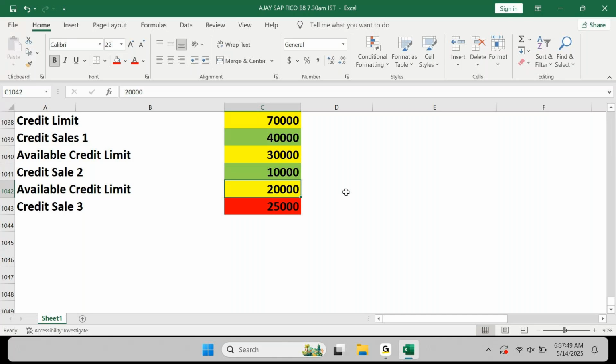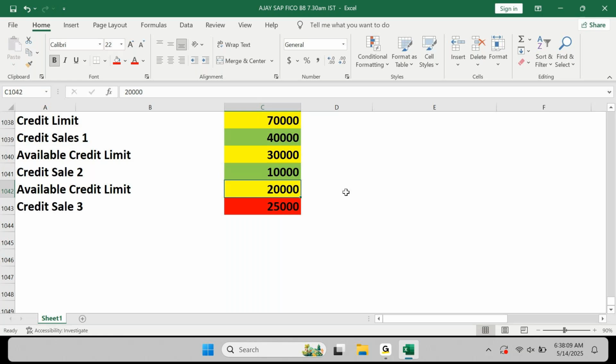They will send the collection agent, the collection persons. In every company, you have the collection team who is responsible to collect money from the customer, either through call, through email, or by physically visiting the customer location.